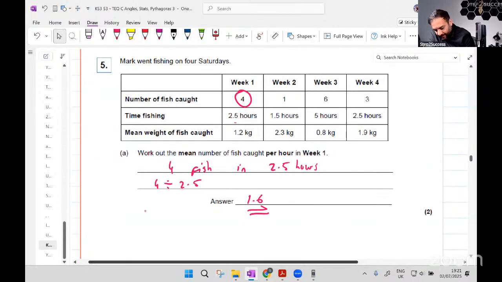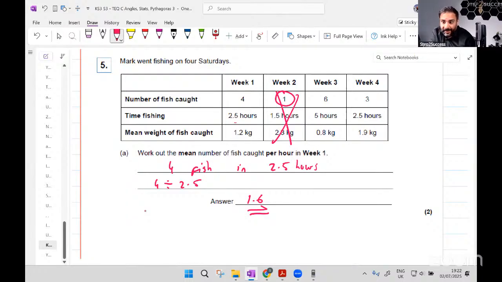Well, it can't be week 2 because we only caught one fish and it weighed 2.3 kg, so it's definitely not that. Could it have happened in week 1? Well, in week 1, the 4 fish we caught had a mean weight of 1.2. The quick explanation is 4 times 1.2 gives you 4.8. That means that all of the fish that I caught in total weighed 4.8 kg. Then when I divided it by 4, I got this mean, which means that one of them couldn't have weighed 5, could it? That rules that out.